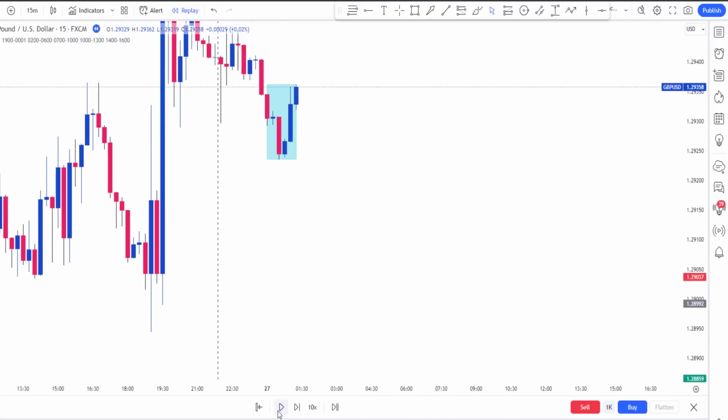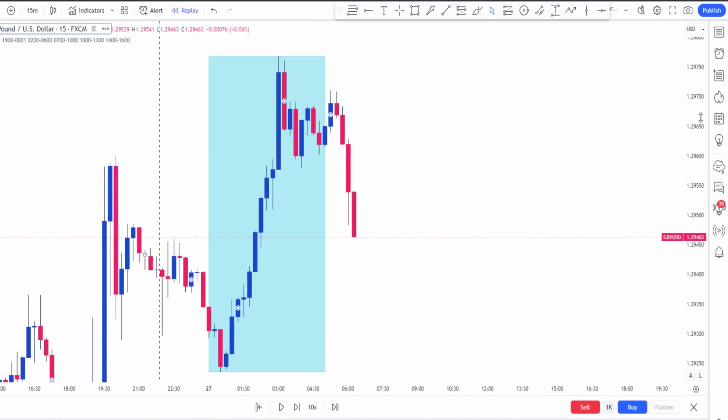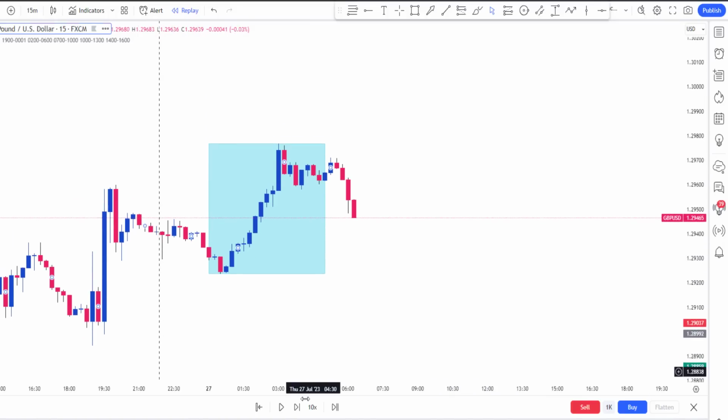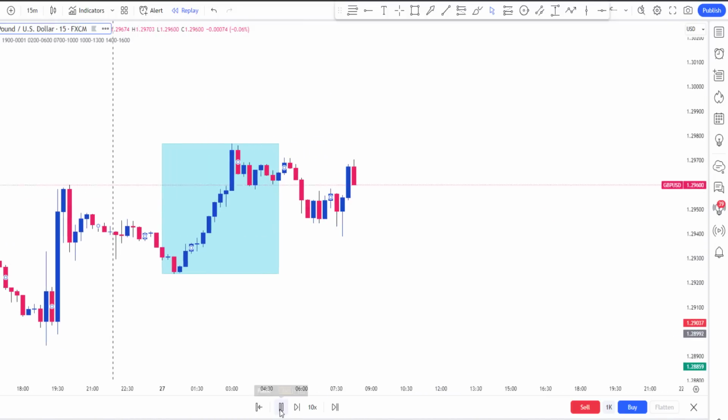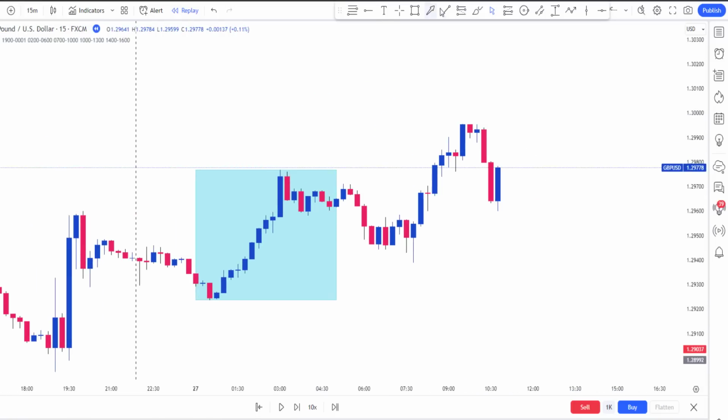So looking at this, let's see what's happening here. Asian range. Did I have any trade that day? I'm not sure. Okay, I think I had a trade, taking out the high of Asia.